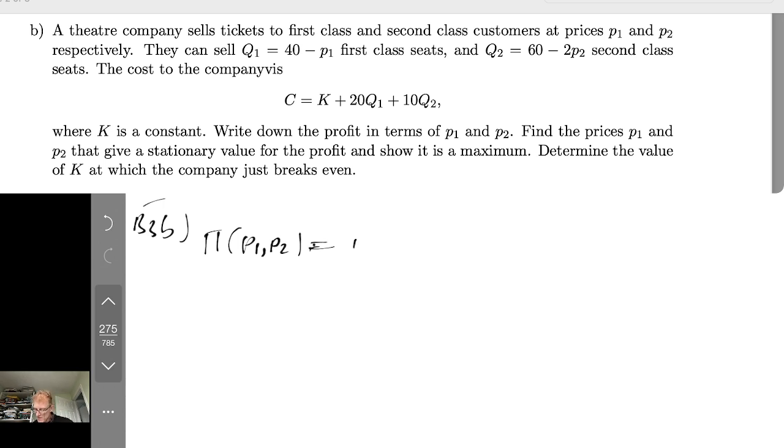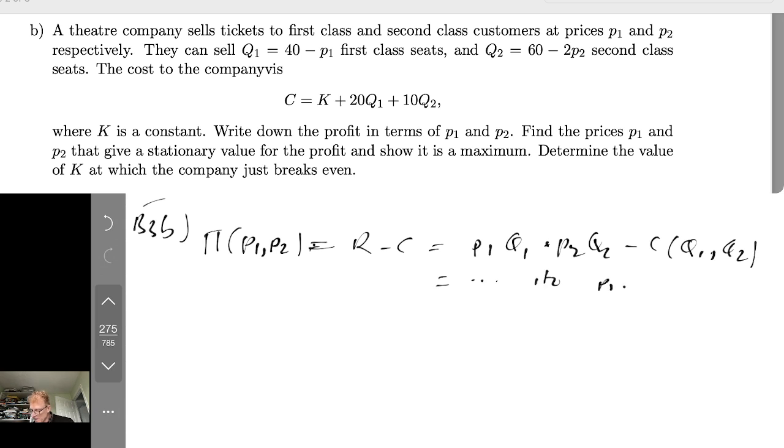So then you rewrite. Well, Q1 is already written in terms of P1, so now revenue minus cost is P1 Q1 plus P2 Q2 minus C of Q1, Q2. But given the expression for Q1, Q2, you can express everything in terms of P1, P2. Then you write down the first order conditions. So now the partial of pi with respect to P1, and pi with respect to P2, is 0.